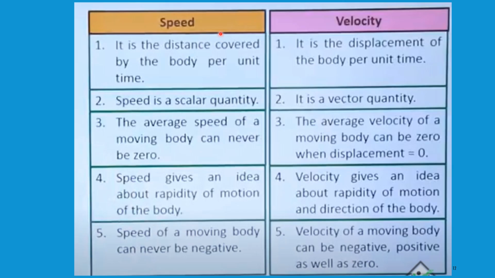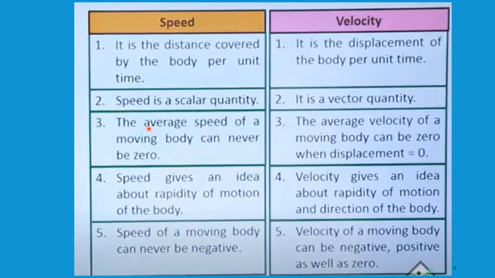Let us discuss the difference between speed and velocity. First one: speed is the total distance covered by the body per unit time, while velocity is the displacement of the body per unit time. Second, speed is a scalar quantity because it gives only magnitude. Velocity is a vector quantity because it indicates both magnitude and direction.